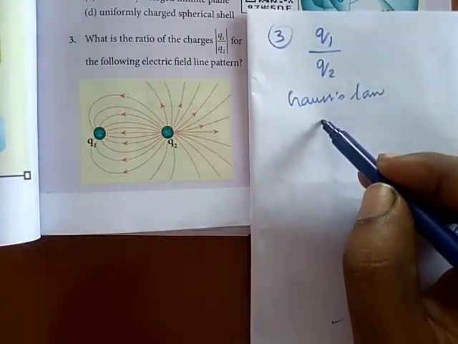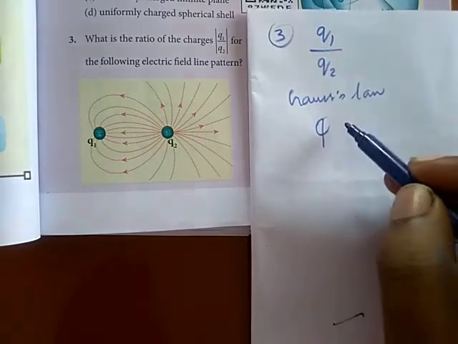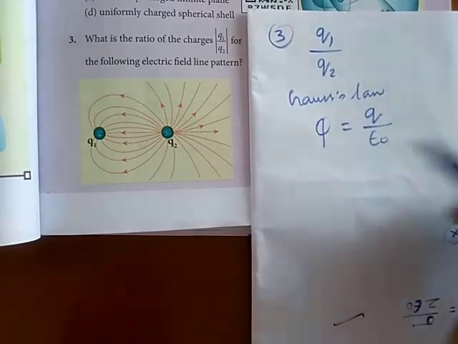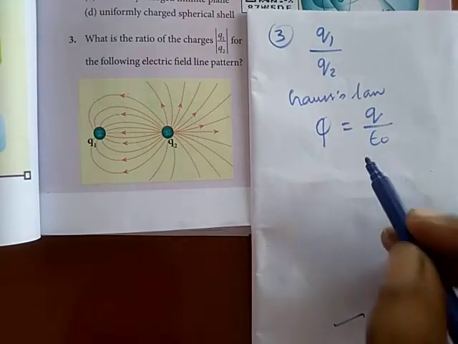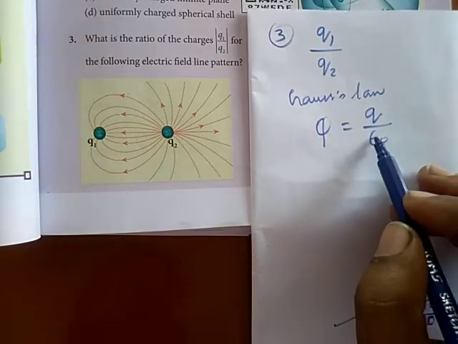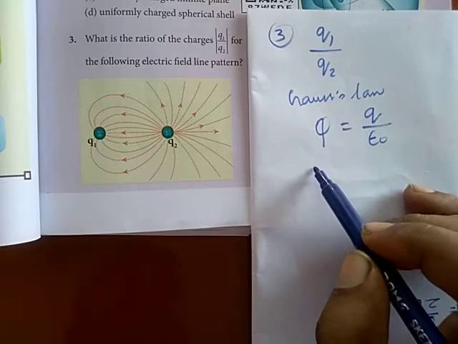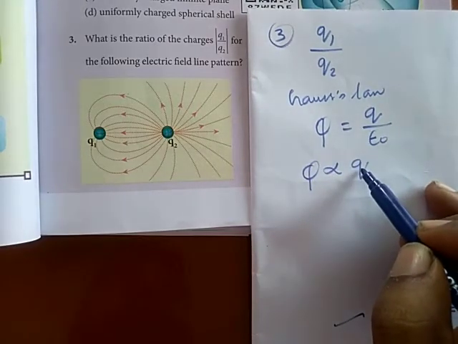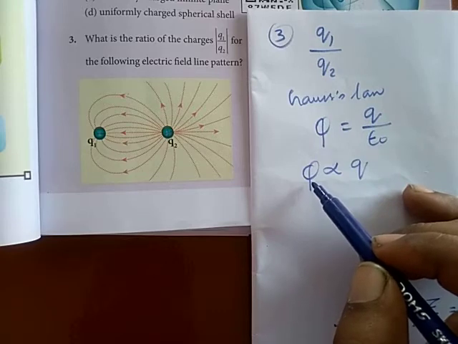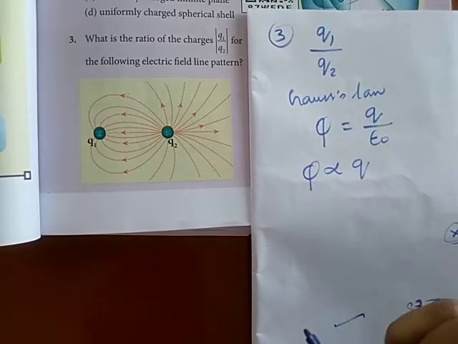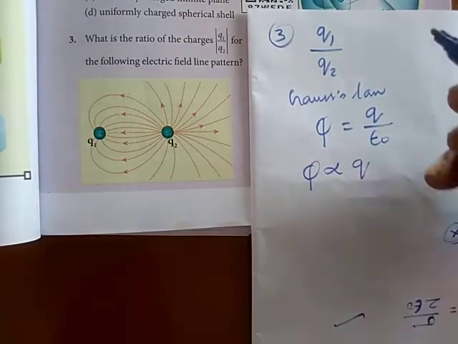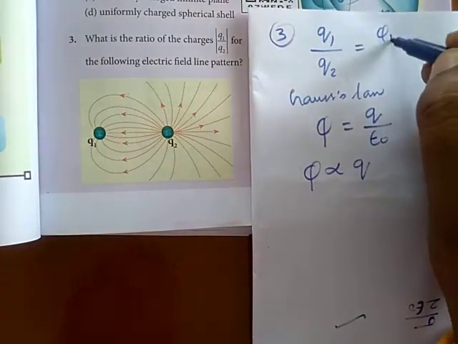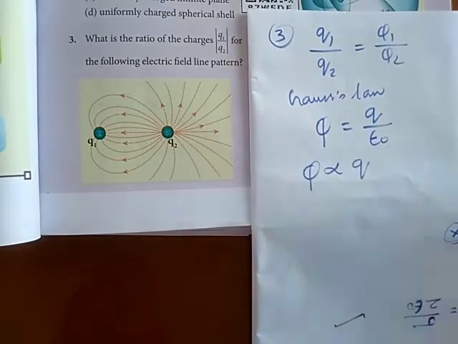Gauss law states, it relates the flux and the charge. Phi is equal to Q by epsilon naught. Okay, here epsilon naught is the permittivity of free space. It is a constant. Then phi is proportional to Q. If charge increases, flux increases. Flux means number of electric field lines. Okay, here we can consider this one as, that is equal to phi 1 by phi 2. It is a simple one.